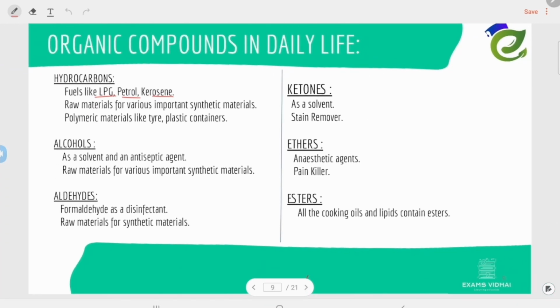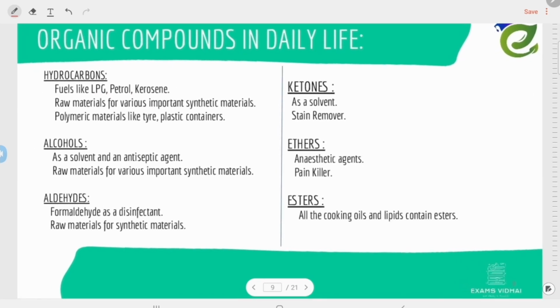Organic compounds in daily life. Raw materials for various important synthetic materials, fuels like LPG, petrol and kerosene, polymeric materials such as tires, plastic and containers, and alcohol is used as a solvent and antiseptic agent. We know isopropyl alcohol is used in tincture.